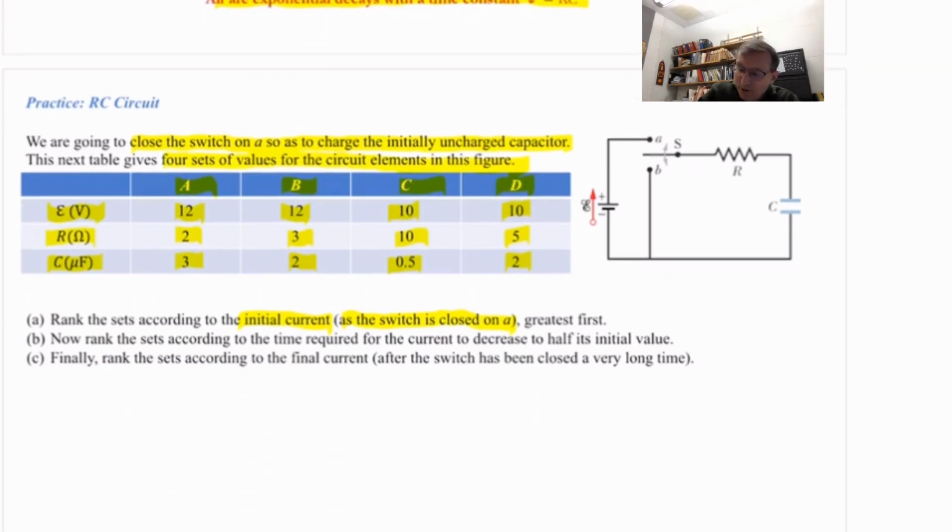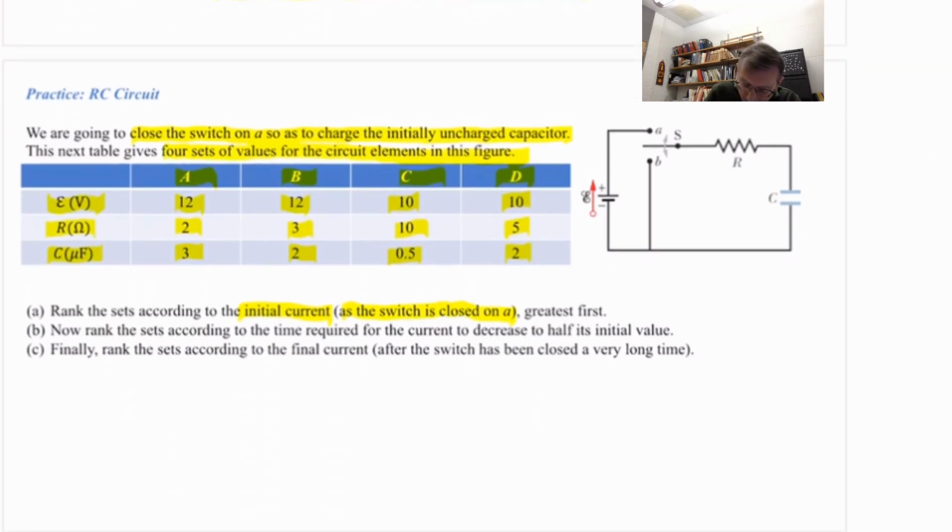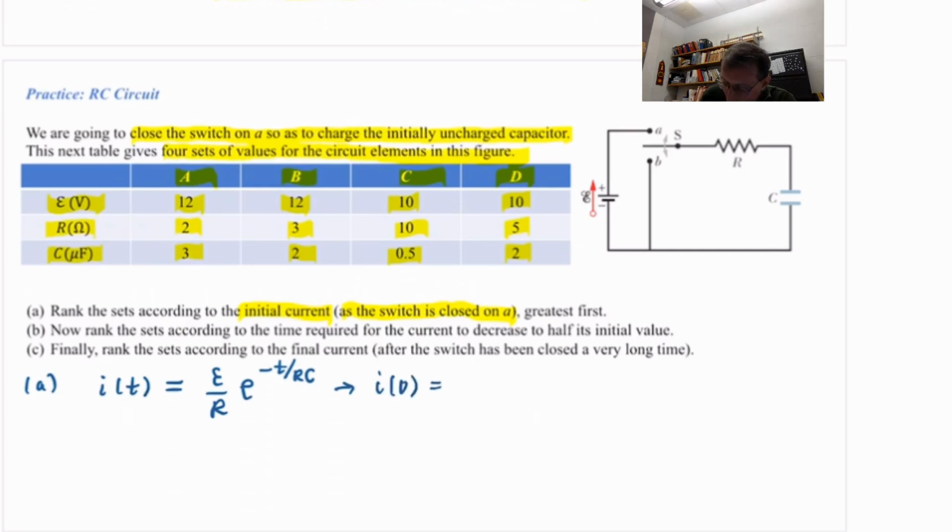Okay, did you rank the initial current in the circuit? The current at time 0. Well, just start with the current as a function of time for the charging capacitor. I'll remind you what that formula was. Plug in time 0. You get e to the 0, which is 1, so you get the EMF over R. So the initial current is just the EMF over R.